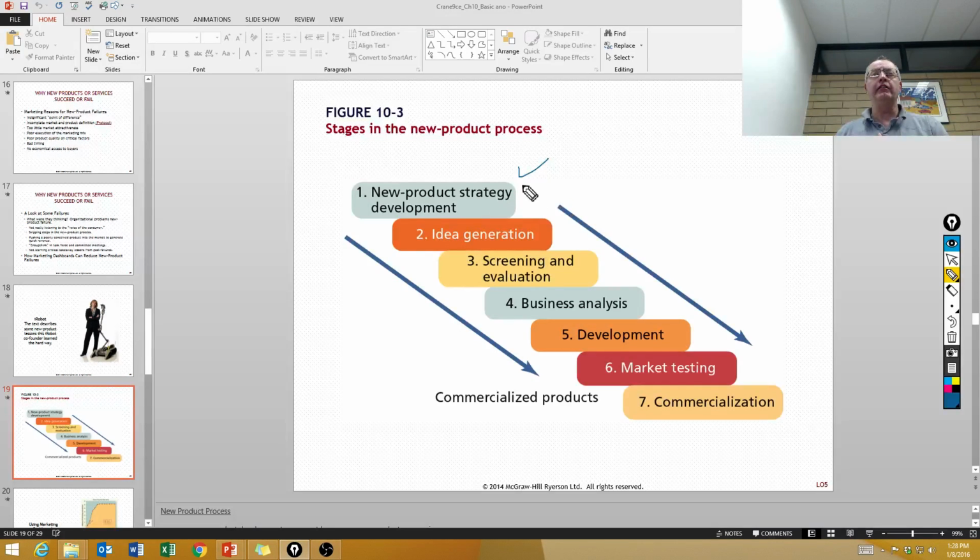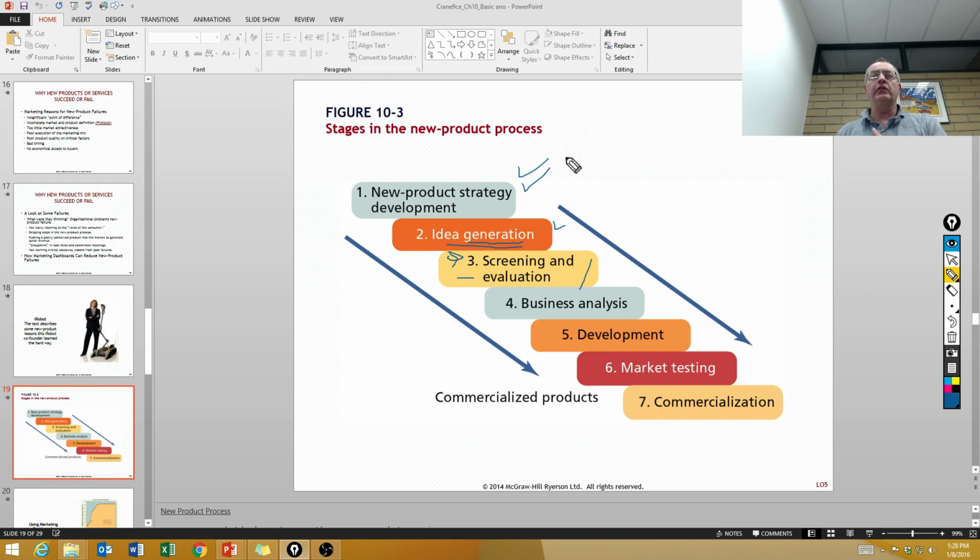And then once you define what the strategy is, once you define the kind of innovation you're looking for, you engage in the idea generation stage. After you've come up with a bunch of ideas for a new product, you screen the ideas and evaluate them. This is another way of saying the same thing: you shortlist them.